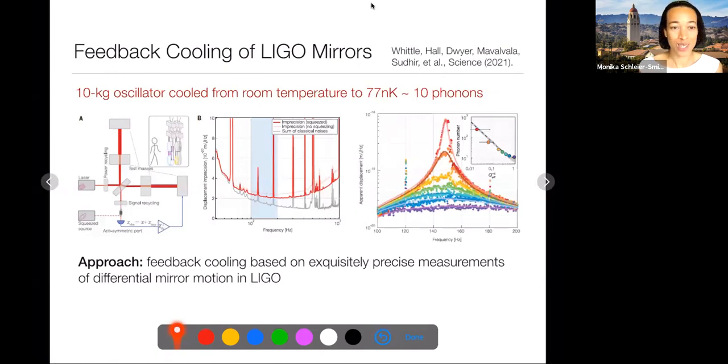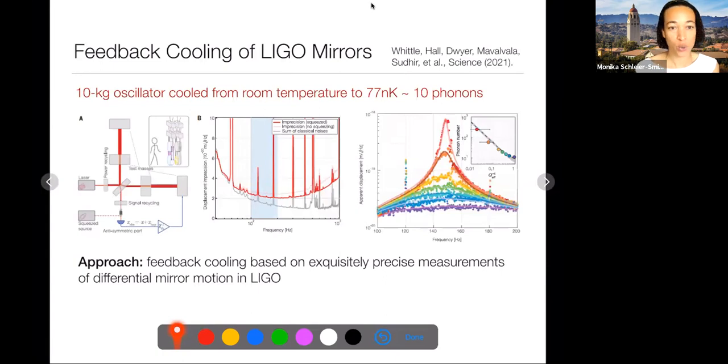And you can imagine this is hard, right? So the displacement sensitivity they need, on a time scale of a second, they need to be able to measure the displacement of the mirror to something on the order of 10 to the minus 20 meters, right? So extremely precise measurement.